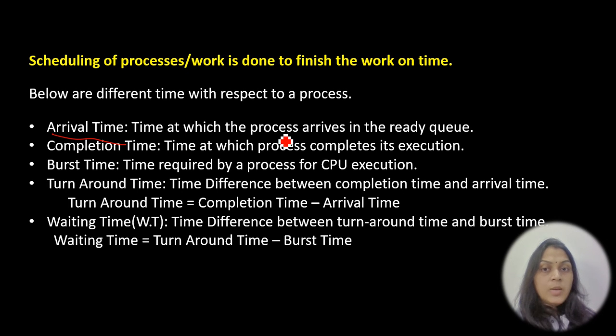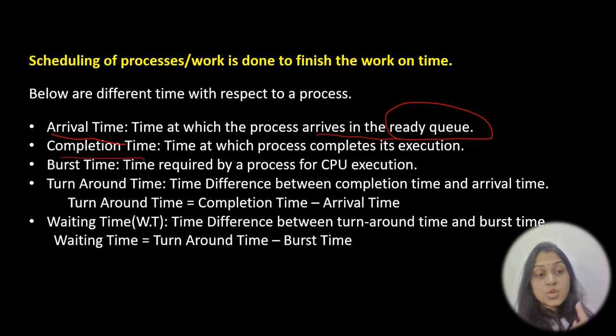That is arrival time: the time at which the process arrives in the ready queue. And completion time: when I completed my class, 1 hour, 3 to 4. So the completion time is 4 o'clock, when I completed my work. It is the time at which the process completes its execution. That is the completion time.